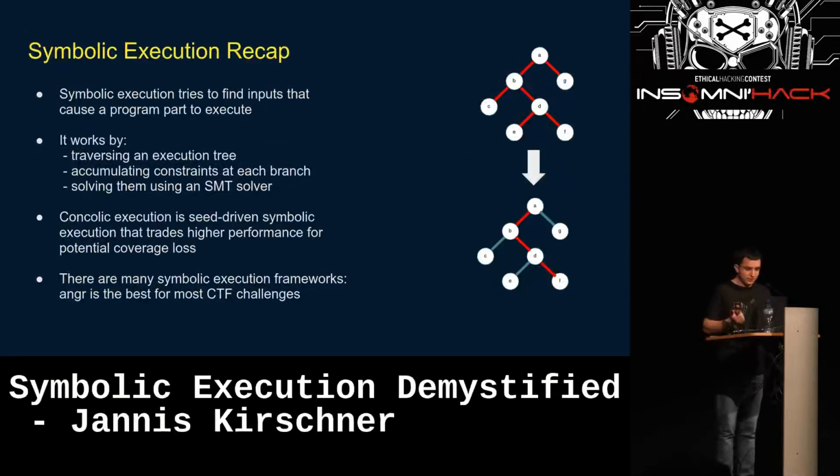Let's recap for a second. Symbolic execution tries to match input to binary state. It traverses an execution tree. It accumulates the constraints of a path, so what you will put in an if condition, for example, and it solves them using an SMT solver to get a concrete output back. Concolic execution builds on that by first driving it with the seed and then branching out from that. So you have higher performance. The downside is you might lose some coverage because symbolic execution explores all of the system given enough computational resources, while concolic execution has more of a fuzzing approach.